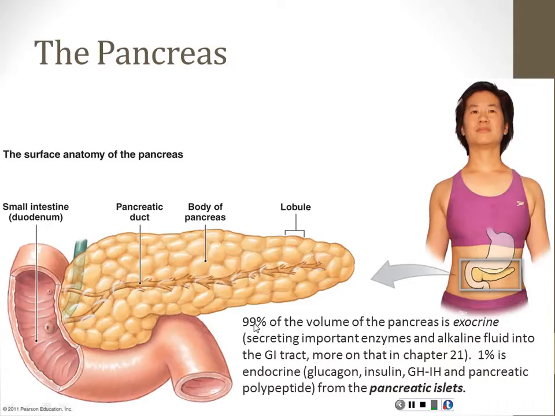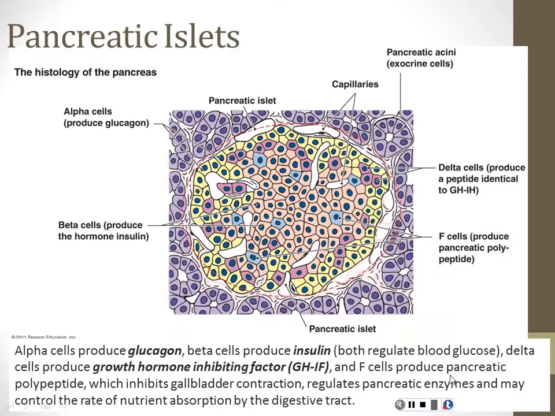The 1%, though, is significant, and that is their endocrine production. And there's 4 hormones, of which 2 are really important. So glucagon, insulin, growth hormone inhibiting hormone, and pancreatic polypeptide are all made in what are called the pancreatic islets. So here's what an islet looks like. This purple tissue out here, this is what most of the pancreas looks like. But scattered around the pancreas, there are these islets, like a small island is an islet. That's how it gets its name.